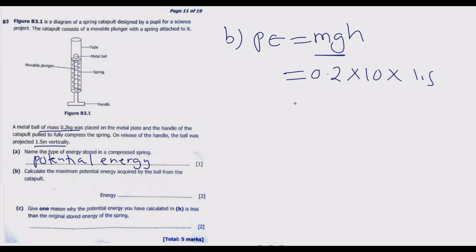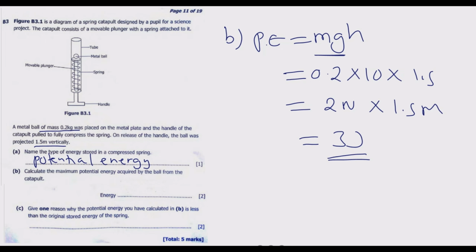Remember, mass times gravity is the force. So the force is 0.2 times 10, which is 2 newtons. We multiply these 2 newtons by the height, which is 1.5 meters, and you end up with 3 joules as potential energy. That's B.